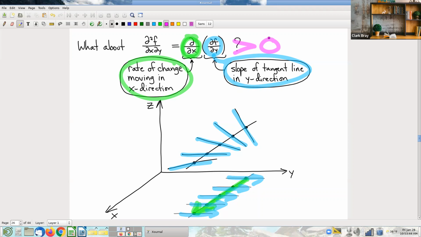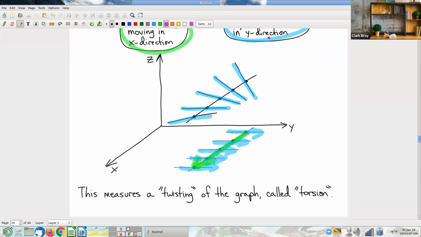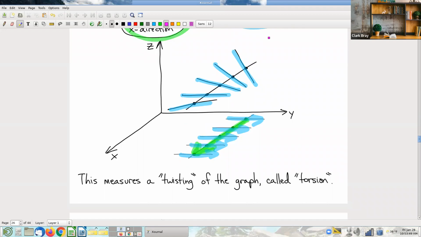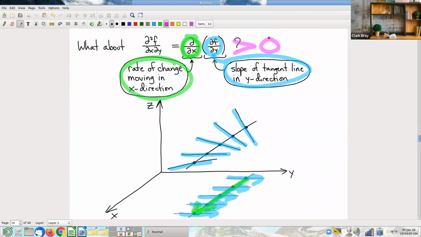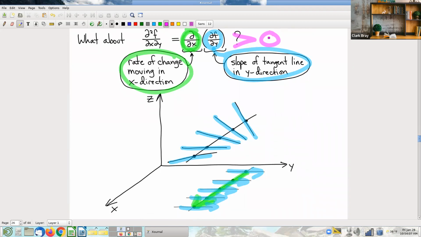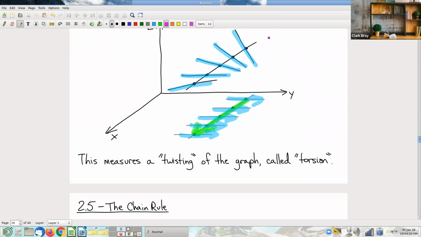It's a tough picture. If you had to describe this picture geometrically, I would call it a twisting, right? You can imagine if I'm holding a piece of rubber by 4 corners, it's like I'm twisting it like this, right? And so that mixed second partial measures a twisting of the graph. And the term that gets used for that sometimes is torsion, but that's just terminology. I like to think of it as twisting of the graph. All right.